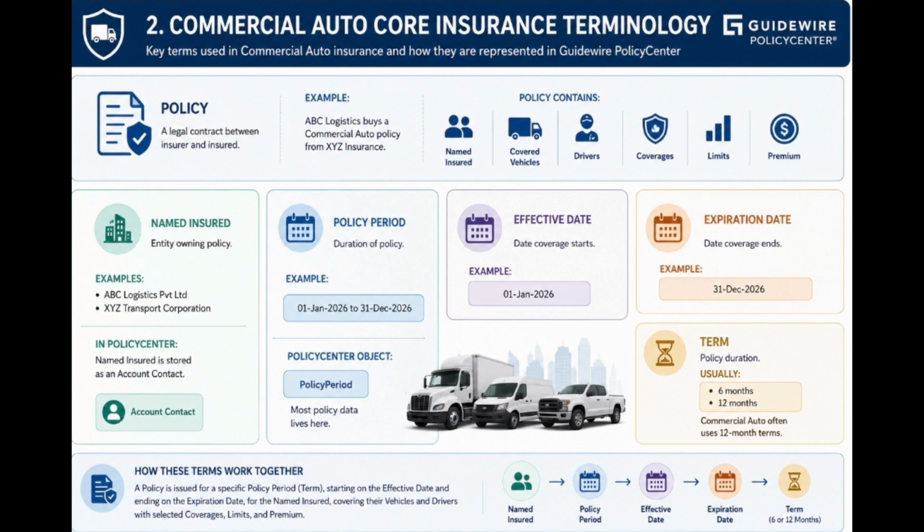Policy period: the duration of the policy. Example: January 1, 2026 to December 31, 2026. It is a PolicyCenter object where most policy data lives. Effective date: the date coverage starts. Example: January 1, 2026. Expiration date: the date coverage ends. Example: December 31, 2026. Term: the policy duration, usually 6 months or 12 months. Commercial auto often uses 12-month terms.